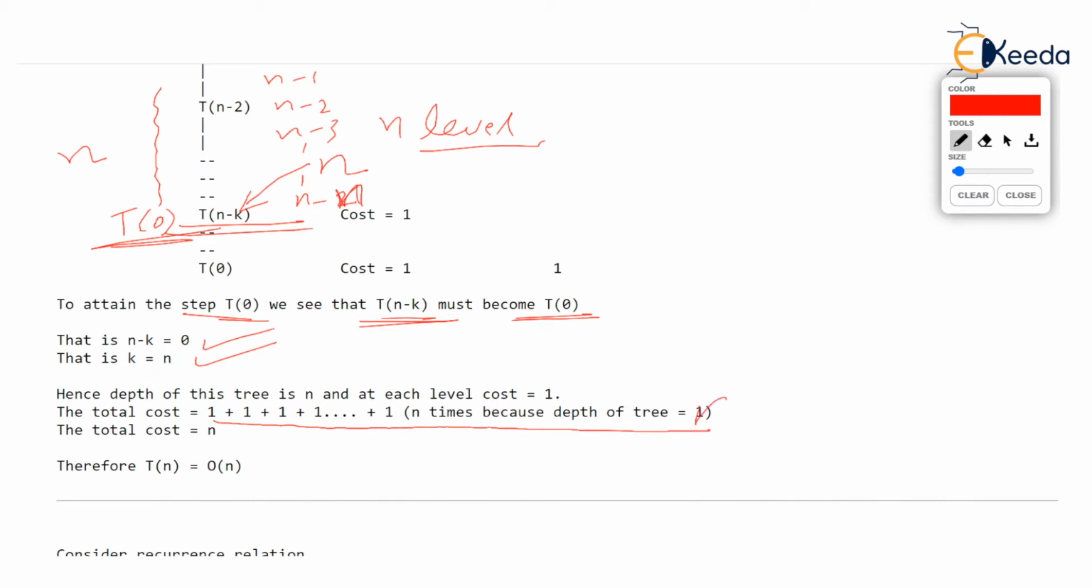I'm so sorry for this, not 1, just my mistake. The depth of the tree is n, so 1 will get added n times. So the total cost is n, and we say that Tn is O of n.